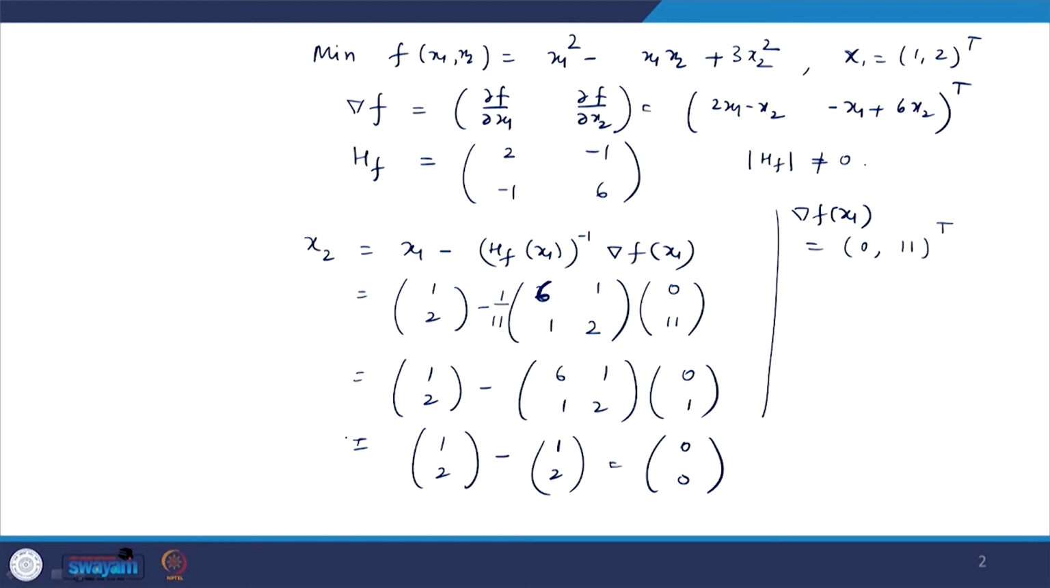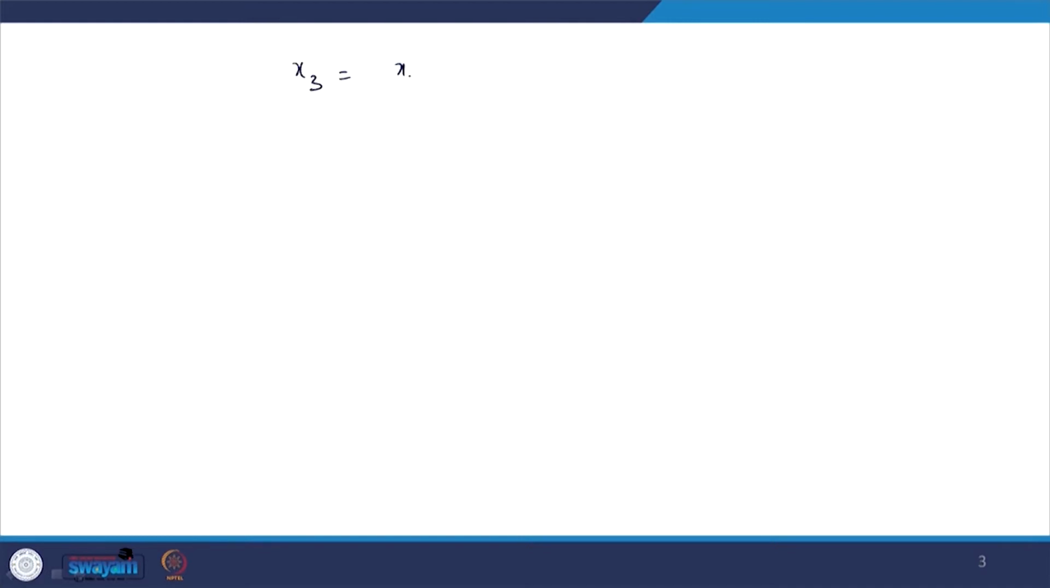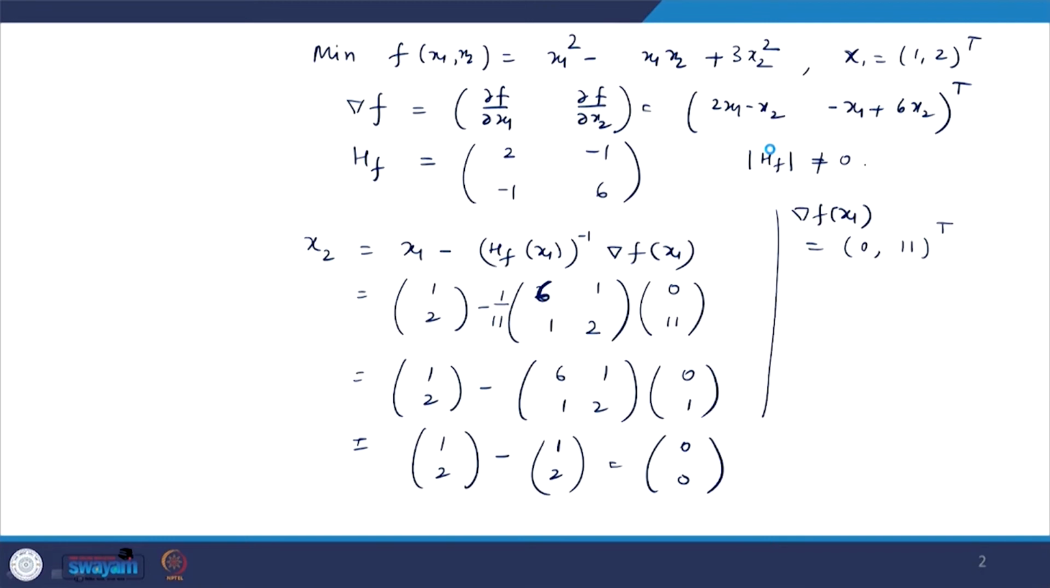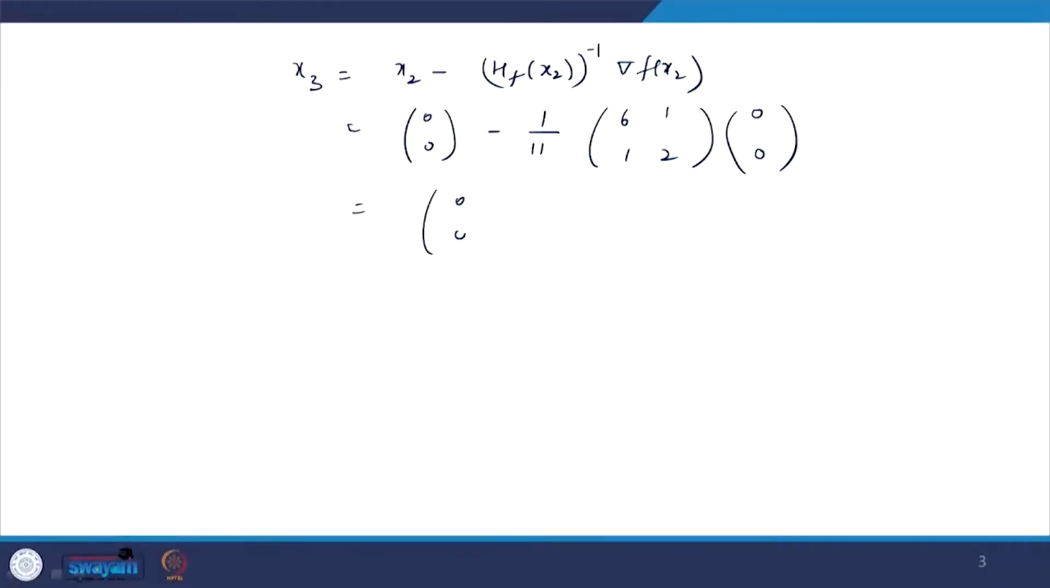Now if you find x3, what will be x3? x3 will be x2 minus the inverse of the Hessian matrix at x2 times the gradient of f at x2. So x2 is (0, 0), the inverse matrix is the same, and what is the gradient of f at x2, at (0, 0)? At (0, 0) it is obviously 0. So when the gradient of f at x2 comes out to be 0, that means it is a point of minima, which we can verify from here also. So (0, 0) is the point of minima.